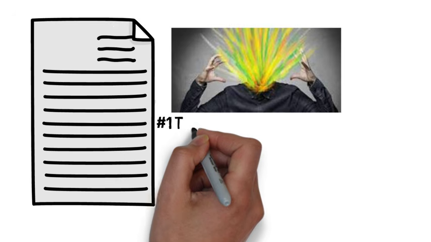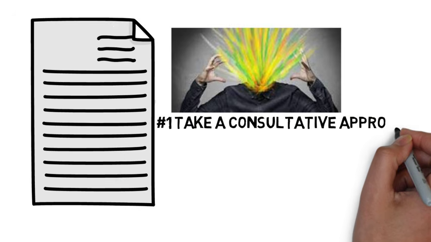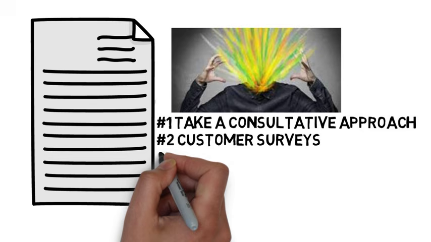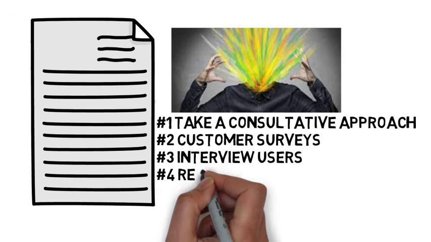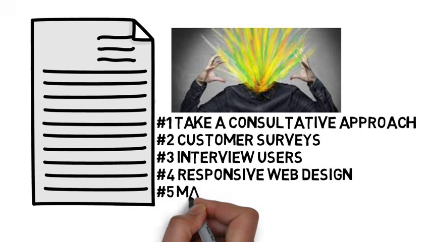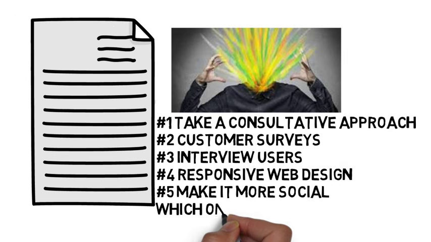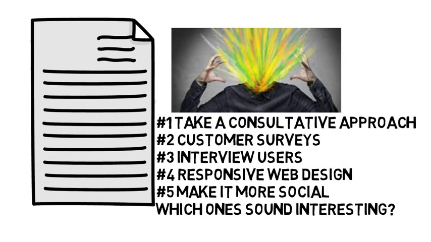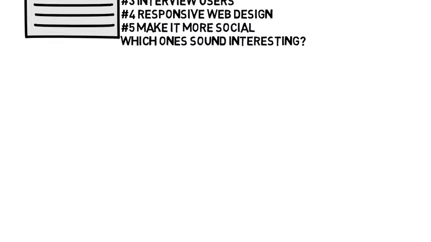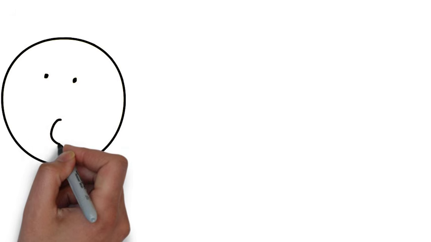A better way to get this information to an intuitive communicator is to cut right to the chase like this. Hey boss, I have 5 recommendations to improve customer experience on our website. Number 1, take a consultative approach. Number 2, use customer surveys. Number 3, interview users. Number 4, implement responsive web design. And number 5, make it more social. Please tell me which one of the ideas you'd want to hear more about.